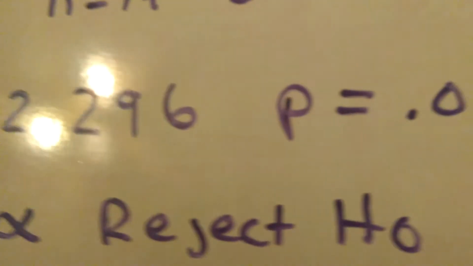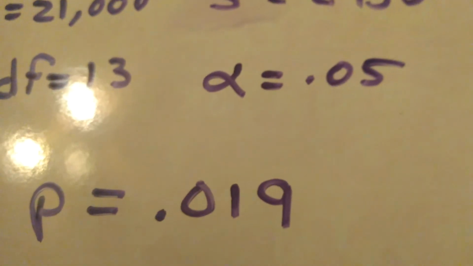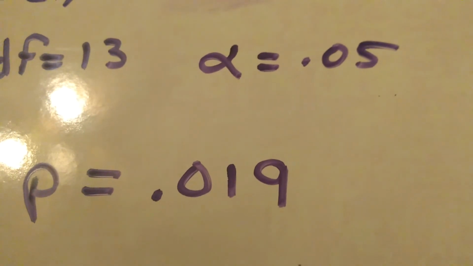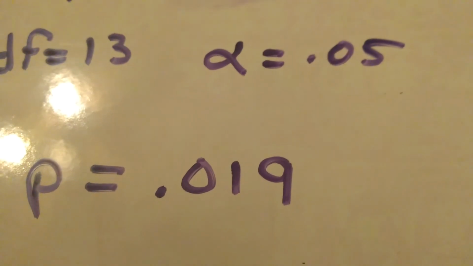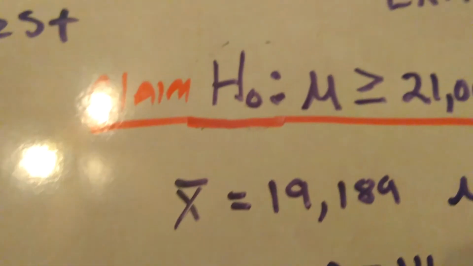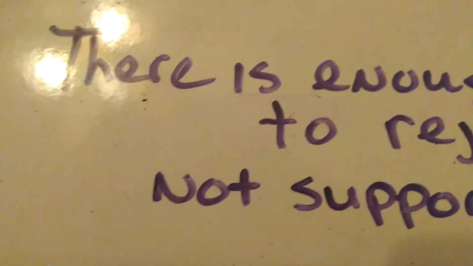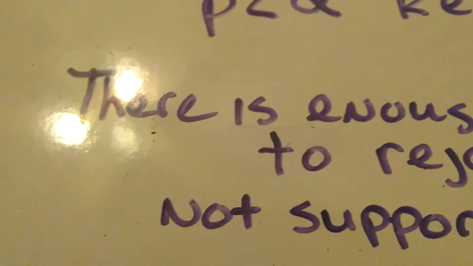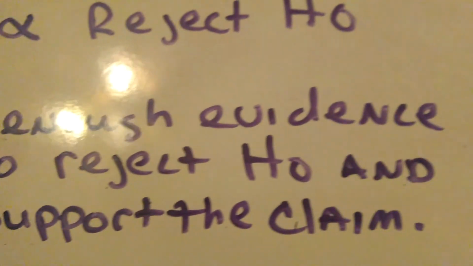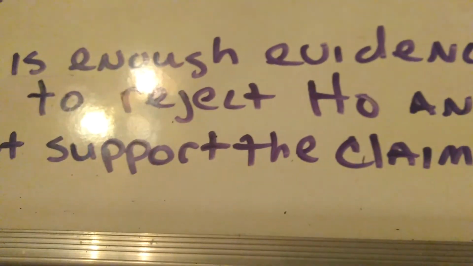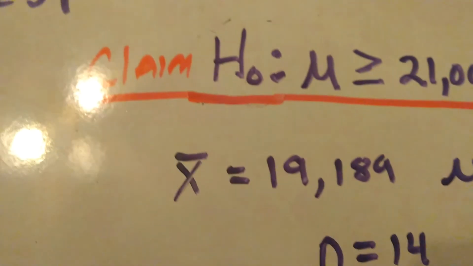And so if we compare our p-value to our alpha, we can see that p is less than alpha. When p is less than alpha, we reject the null hypothesis. And the null hypothesis was the claim. So p is less than alpha, so we reject the null. There is enough evidence to reject the null and not support the claim, because the claim is the null hypothesis.